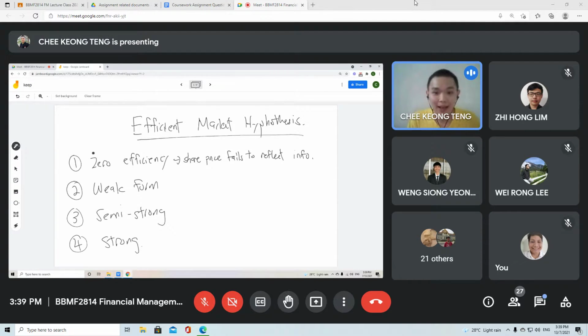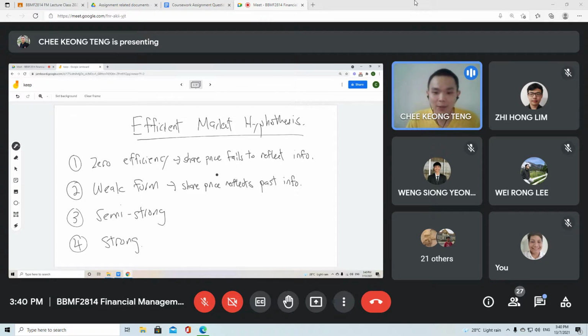Next is weak form, where the share price reflects only past information. Past information refers to information that has already happened, for example a published annual report. In the annual report you can see that the company has really earned that much of earnings. It has already happened, then it will be reflected in the share price.